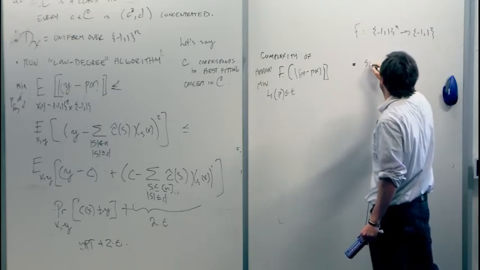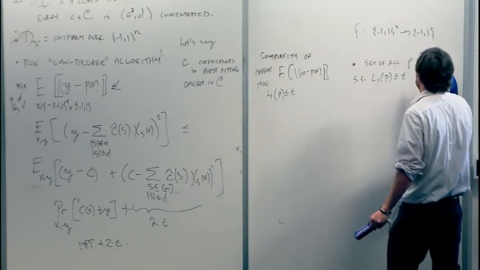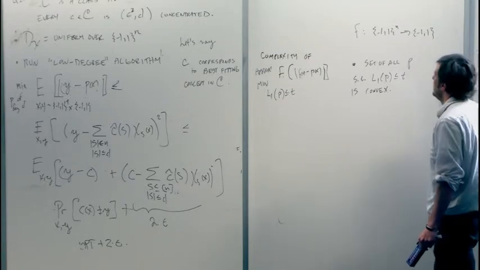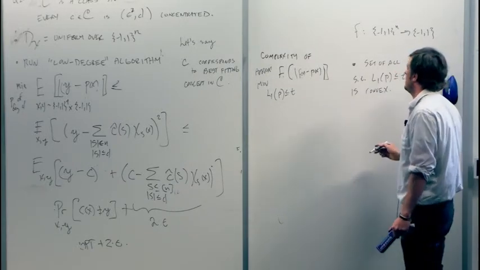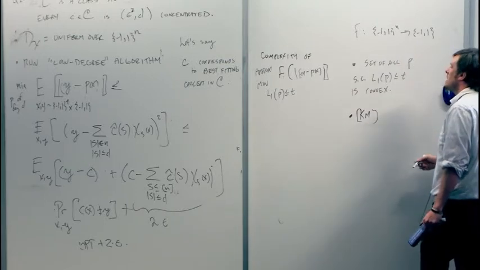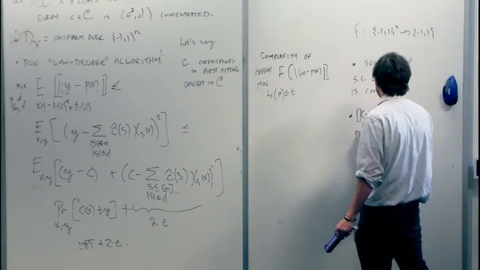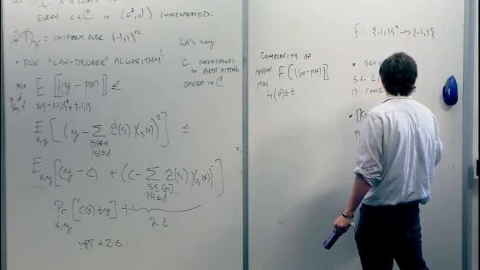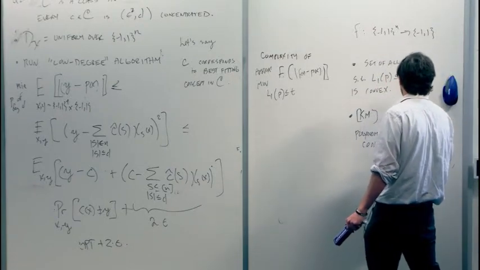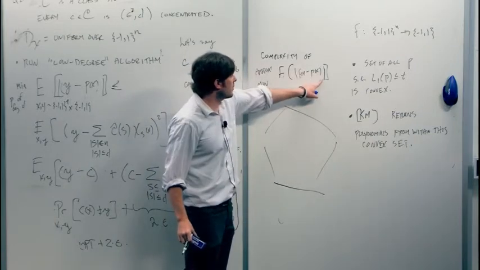One, the set of all p such that the 1 norm of p is bounded by t is convex. Okay, so the underlying set that you're optimizing over is convex. That's good. And also, the Kushilevitz-Mansour algorithm, the sparse algorithm, sort of returns polynomials from within this convex set. So I have some polytope here, and I'm trying to minimize this particular quantity.